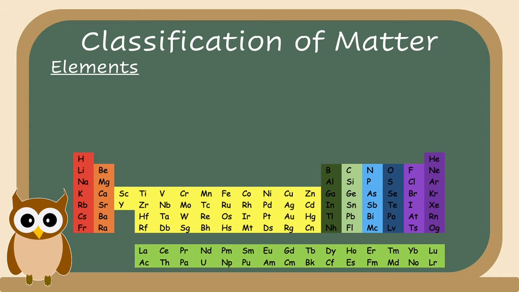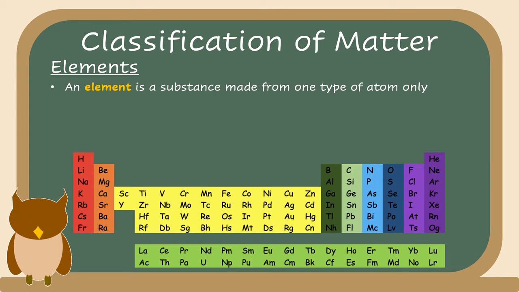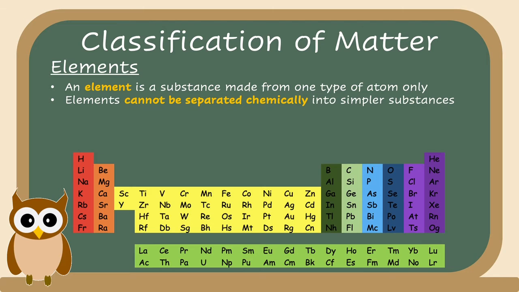Let's look at the elements in a bit more detail. An element is a substance made from one type of atom only. Atoms, which we will be discussing in a later class, are made up of protons, neutrons and electrons, as you may know. But we cannot split an atom of an element without a nuclear reaction. Elements cannot be separated into a simpler substance by any chemical means.